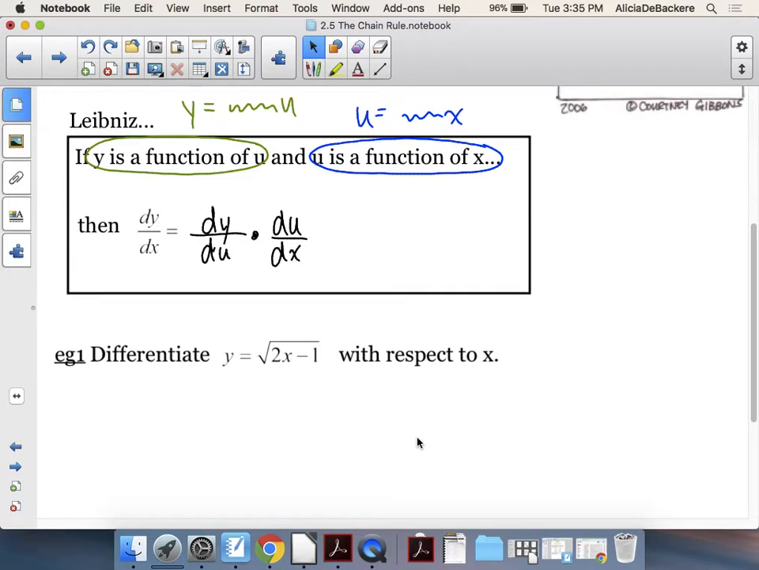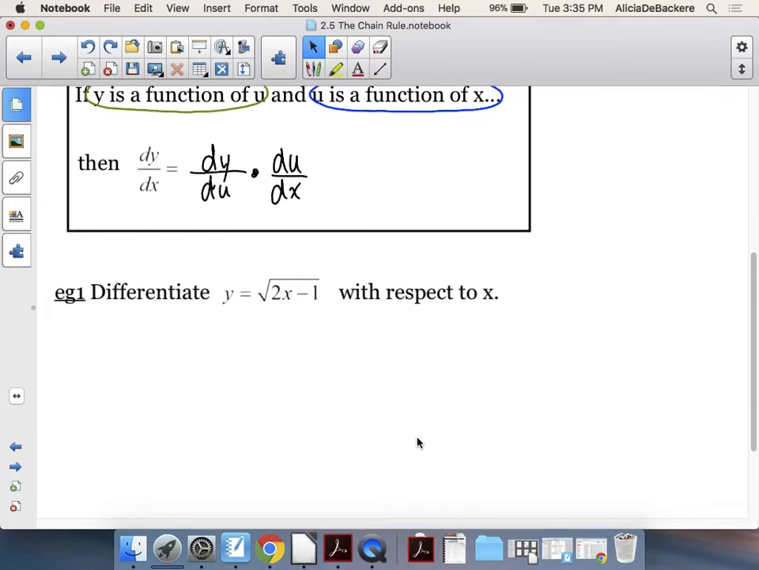All right, we're going to take a look at an example. So here we're differentiating y equals the square root of 2x minus 1.